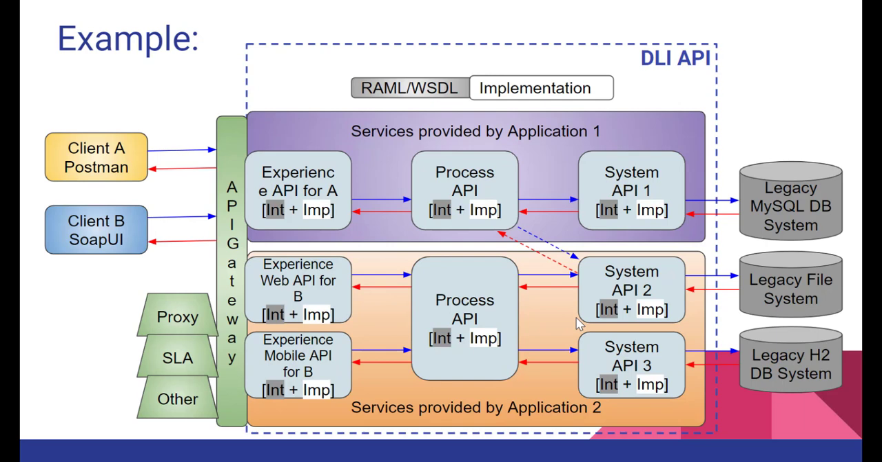So the proxy URL will point to the service address or the service URL of your experience API, and then the experience API will internally call the process API, and the process API will internally call the system API, right? So this is how the actual connectivity will be done, and then the system API will internally call the legacy systems, whether that is a MySQL database system or the file system or any other legacy system, right? So this is how it actually happens. So your client or any outside application will have only the proxy URL.